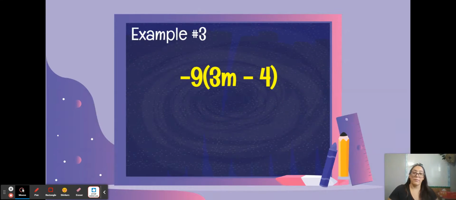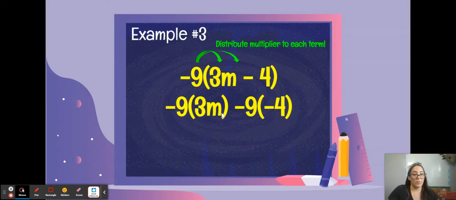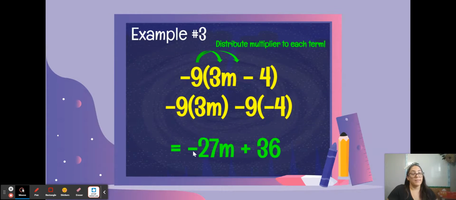Okay, in the last example, I think in this first section, negative 9 times 3m, negative 9 times negative 4. Careful with your signs, just like we talked about yesterday. So here the final product is negative 27m plus positive 36. Okay, careful with that double negative there. Or what I was trying to communicate to you guys yesterday, you could say the word opposite. The opposite of this positive is a negative. The opposite of this negative is a positive.